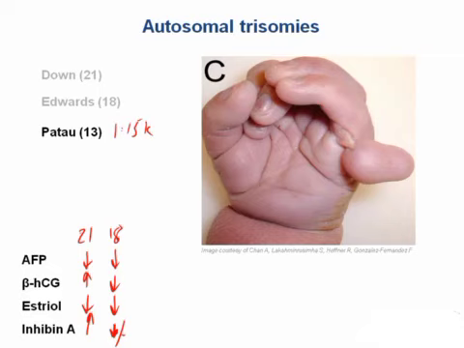For this one, we won't use a quad screen in the second trimester, but in the first trimester, you'll see low beta-HCG and low PAPP-A, which, by the way, you would also see in the first trimester during Edwards syndrome, and also an increased nuchal translucency like I showed you in Down syndrome.